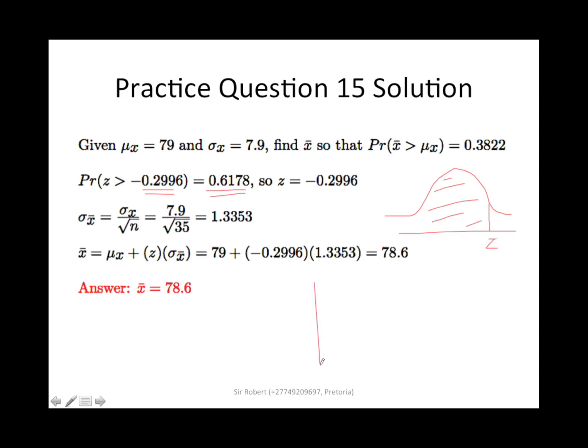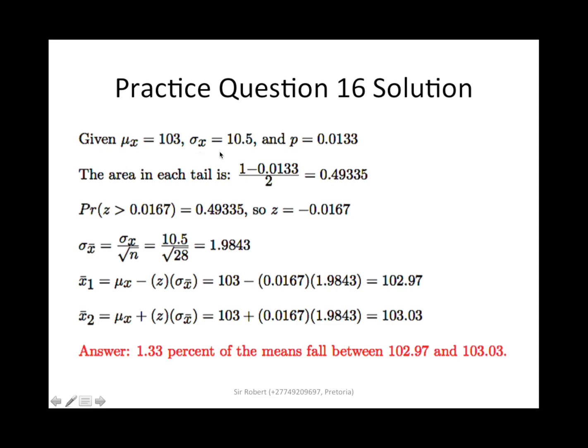So remember, the table is like this. Just put proportions here, and your Z values are here. So what you do, you look for the proportion of 61. Then you project it to your Z value. If you have any problems in solving it, you can contact me and I will surely assist you.